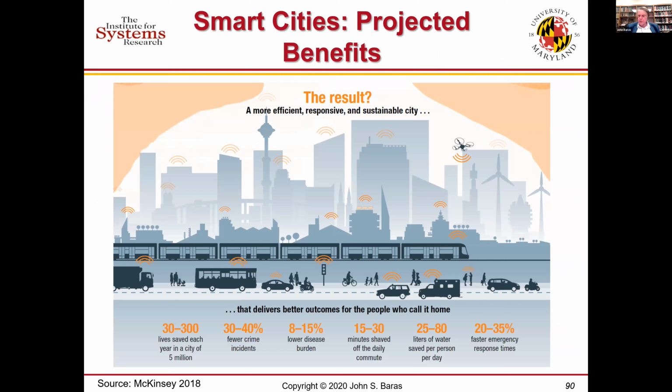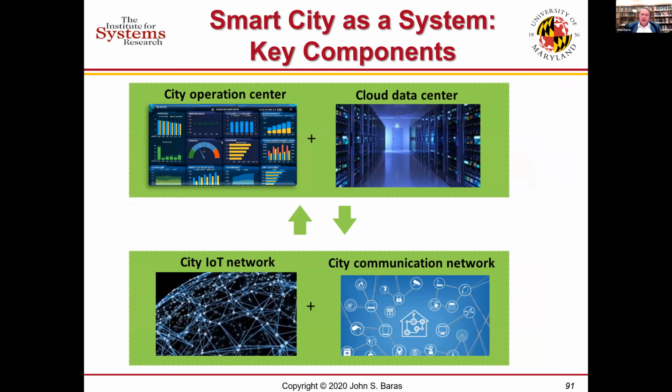Okay, and then we want it because we have seen these reports that tell us how much you can benefit if you have connected smart cities and so on and so forth. All right, these problems are still difficult and they are very big in scale and heterogeneity. And if you think about the smart city, we have these 4 components: an operations center, a cloud data center, an IoT network, and a communication network, at least abstractly.